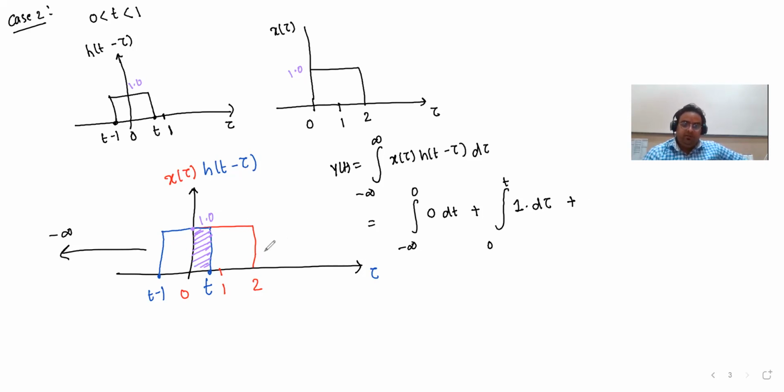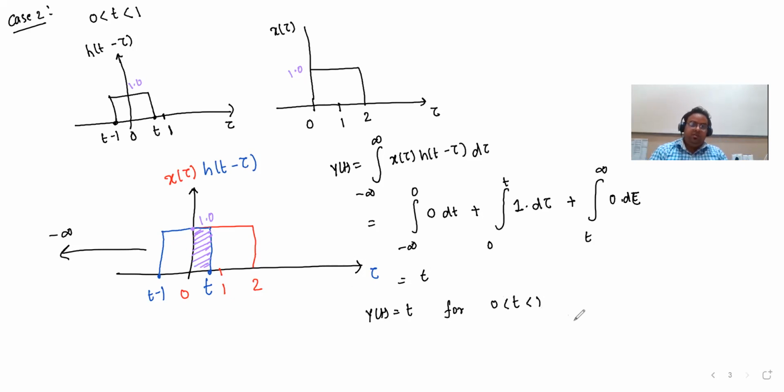And same for further after 2 also. Both of them are not having any value. Both of them are having 0 value. So basically we have here from t to infinity, I'll directly write, 0 d tau. So we get here, this is 0, this is 0. Here you can see that the integral will be tau, and t minus 0, so that will be t. So y of t is equal to t for time greater than 0 and less than 1.